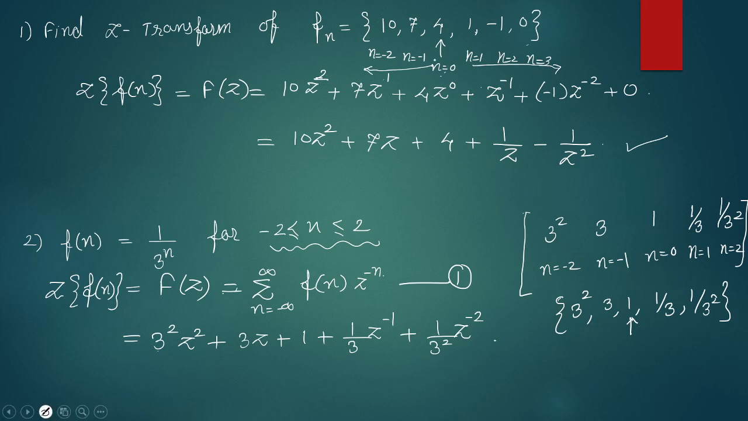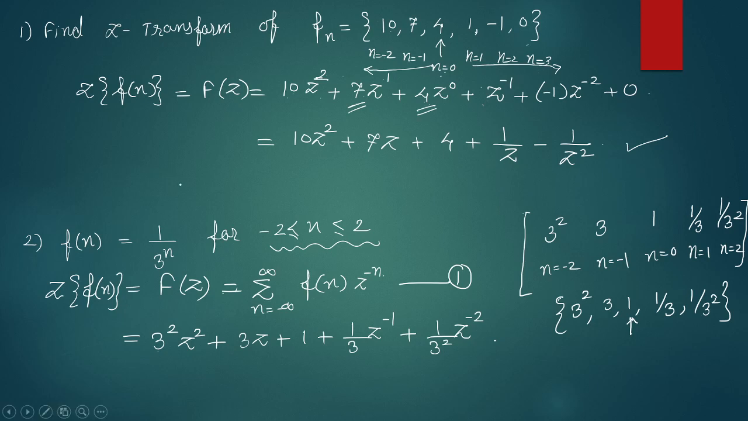Now we write down the values of n on the left hand side as well as on the right hand side, and we write down the Z transform of f of n. Here the first element is 10 for n equal to minus 2, therefore 10 z square, plus the second term, and for n equal to minus 1, therefore z to the power minus of minus 1, that means z. Now the next term is 4 for n equal to 0, therefore 4 into z to the power 0. The next value is 1, so 1 into z to the power minus 1, because n equal to 1.